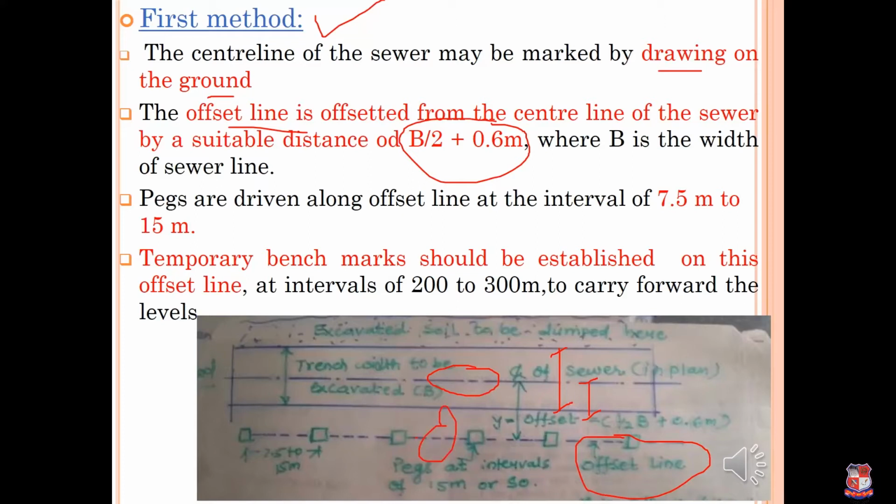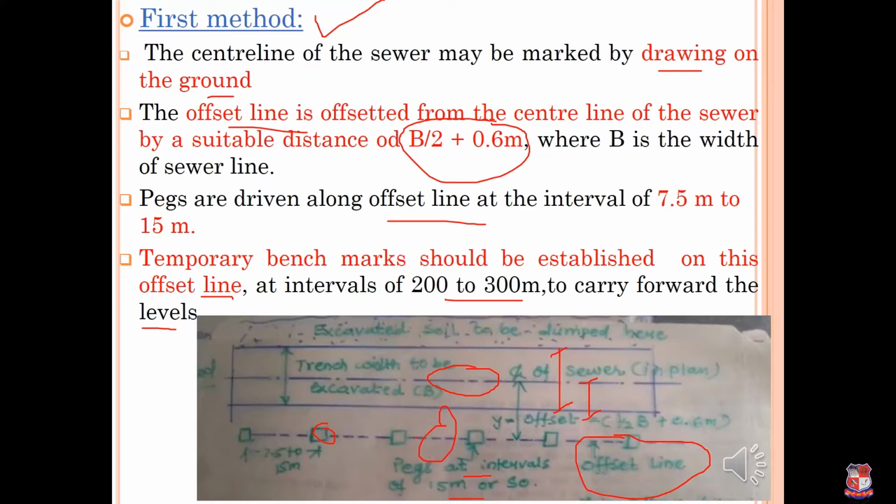Then pegs are driven along this offset line. Here you can see the position of pegs. Pegs are at an interval of 15 meter or more. Then a temporary benchmark should be established on the offset line. Here the temporary benchmark is generally marked on the offset line at an interval of 200 to 300 meter to carry forward the levels. So this is the first method, which uses pegs and marking of the offset line.